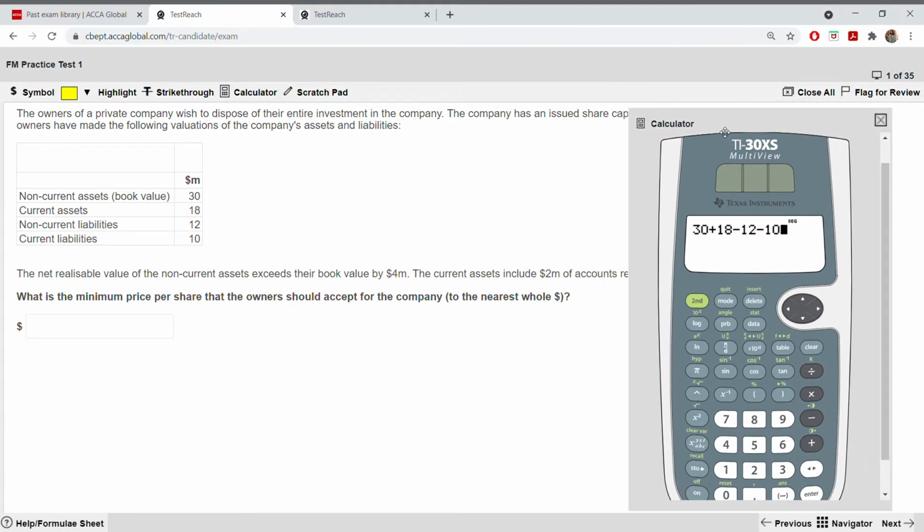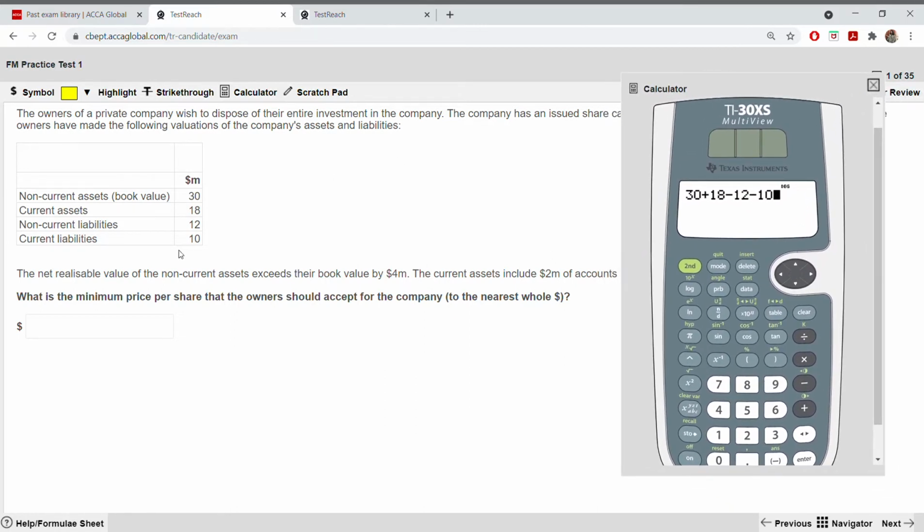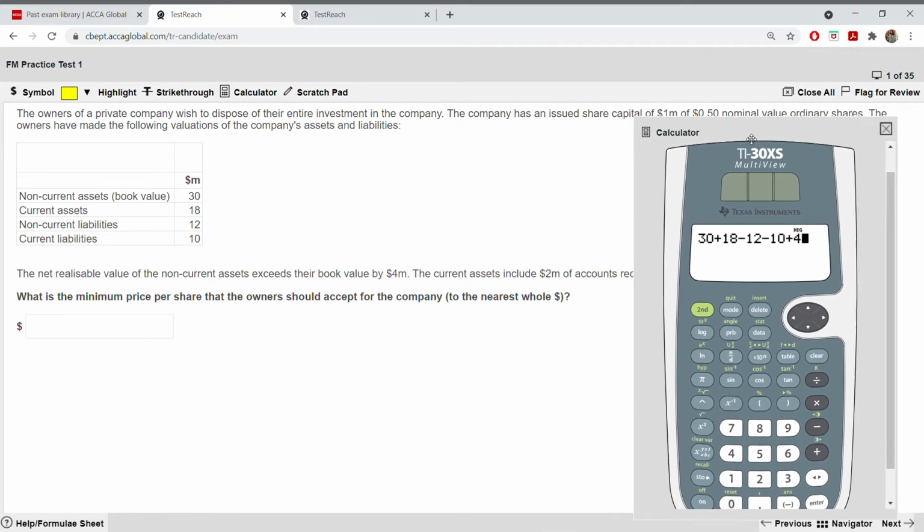Okay, next, the net realizable value of non-current assets exceeds their book value by 4 million. That means you have to add this 4. Addition and subtraction does not matter in which order you follow. So BODMAS does not apply here. A good piece of advice, if you are struggling with which one, always take from the table first. Whatever is there later on, you can add or deduct it. So I have used all from the table. Then the realizable value, since it exceeds the book value, I will add.